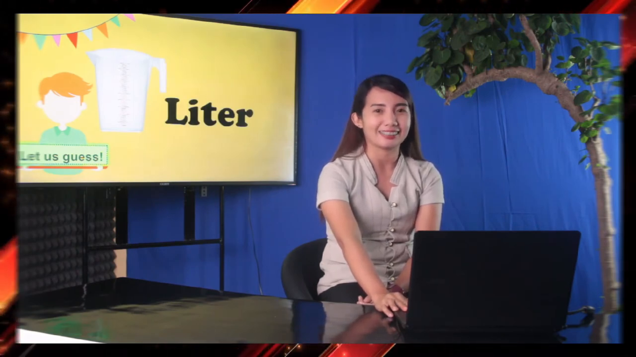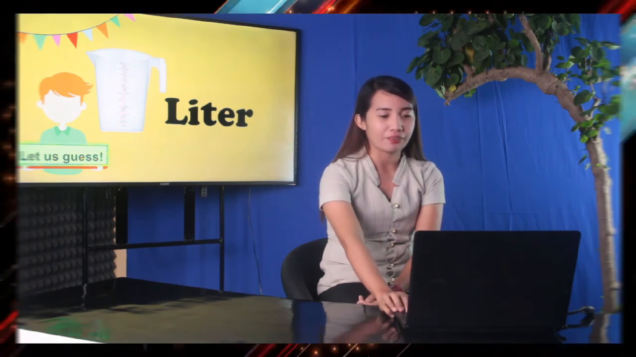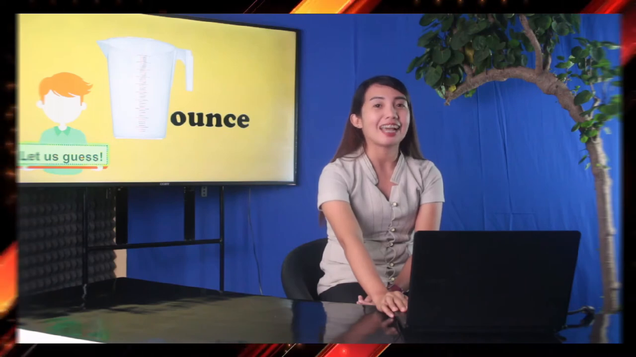Now, let us try the following. What you are going to do is to write the abbreviations of the following words that I'm going to read. Number one is cup. Second is liter. And third, ounce. Fourth, we have tablespoon. Next, teaspoon. But for now, you're going to reserve all your answers because we will check all of those after our discussion.